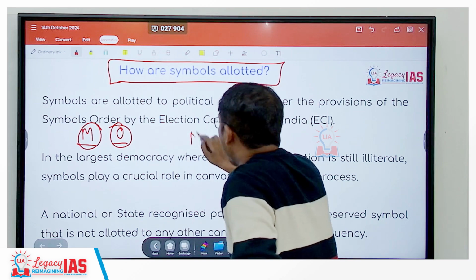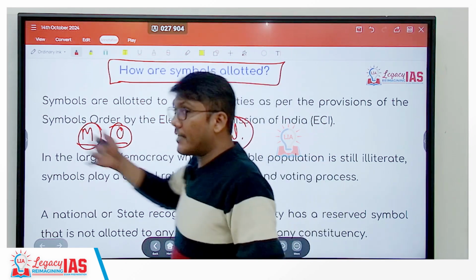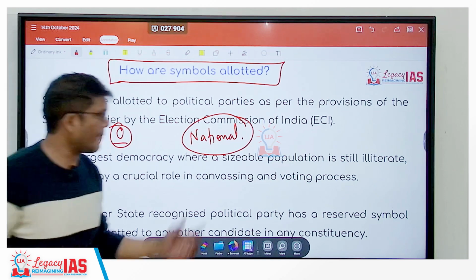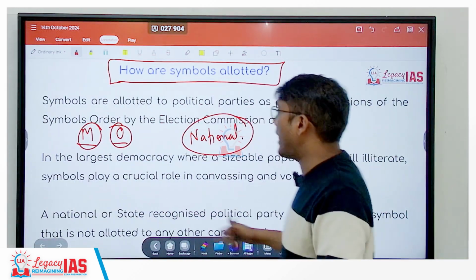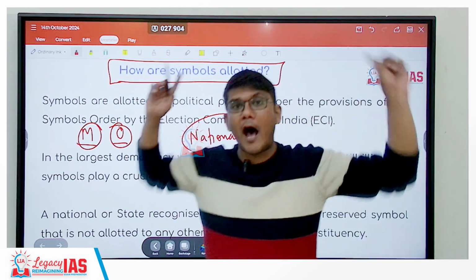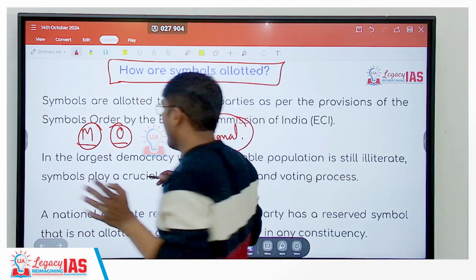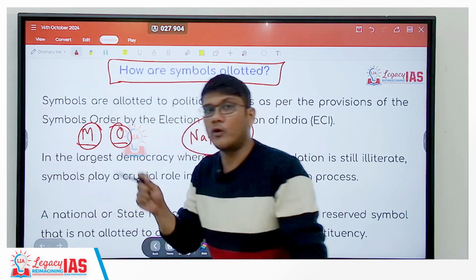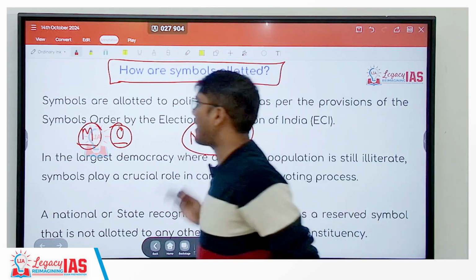But if it's a national party, meaning having a larger say than the state parties, a bigger party basically, then whatever symbol is reserved for this political party is reserved throughout India, in each and every state and union territory. Whereas as far as a state party is concerned, it is only with respect to the states in which it is considered a state party. I hope that is absolutely clear.